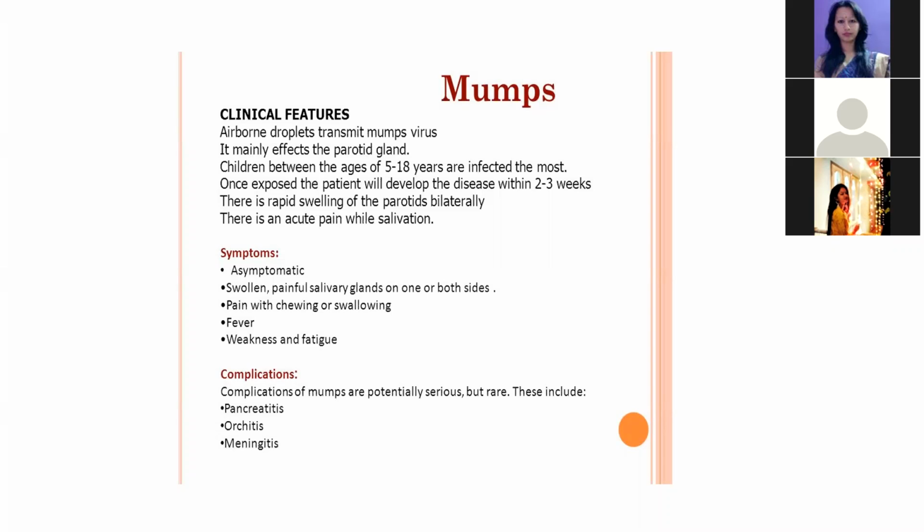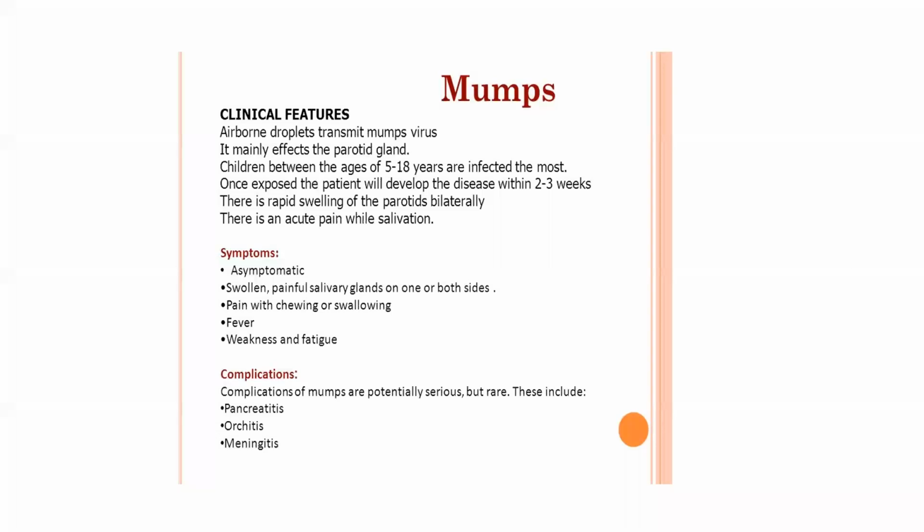Then finally, the prophylaxis. Now what is the prophylaxis of this particular virus? An effective live virus vaccine is available against the mumps virus. The live virus vaccine is very effective, so that can be used as one of the prophylactic measures.